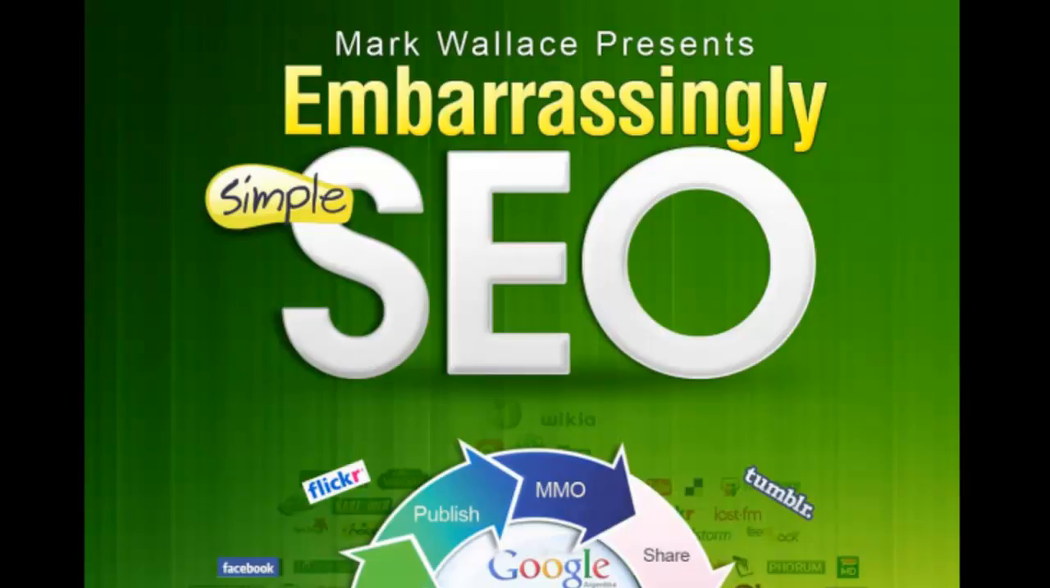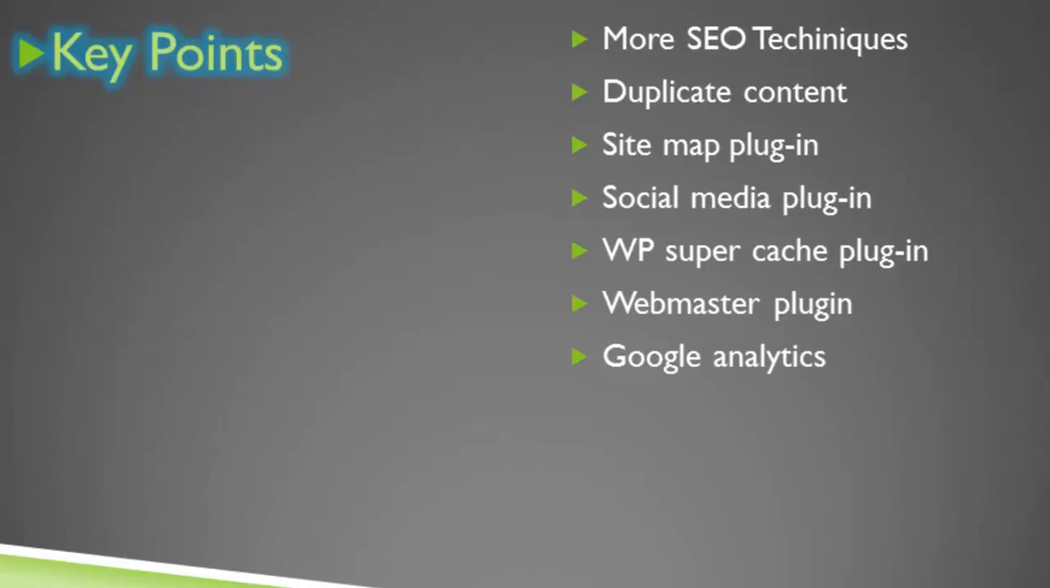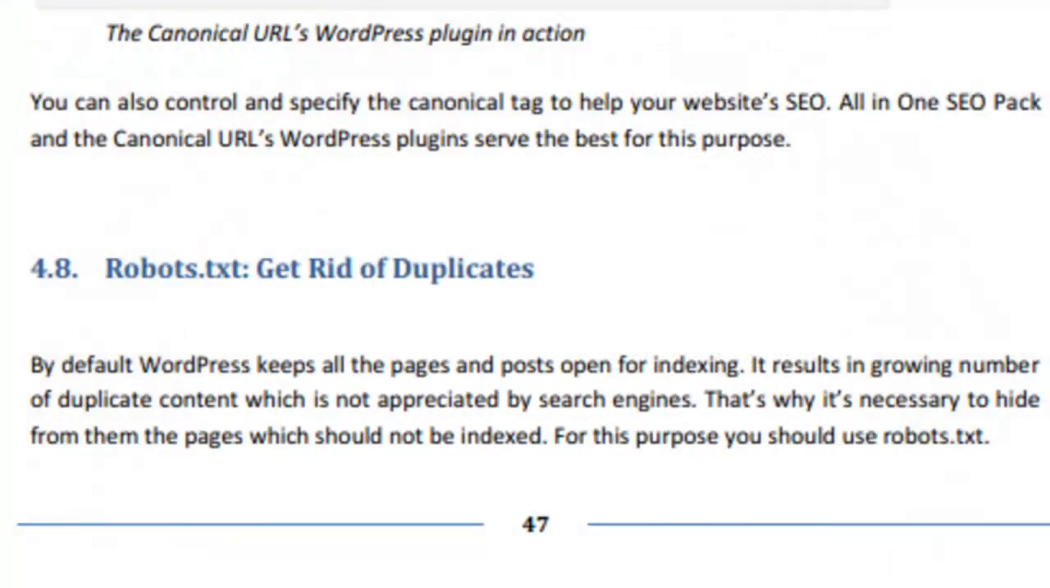In this video titled SEO Essentials Part 3, we dive into a few more on-site techniques you can employ to optimize your page a little better. We will talk about implementing the robots.txt file to get rid of duplicate content, how to introduce your site to search engines by installing the sitemap plugin, incorporating social media into your site with the social media plugin, how to make your site faster through a Super Cache plugin, and how to analyze all that data with the Google Analytics plugin. We first head over to the manual to talk a little about your robots.txt file.